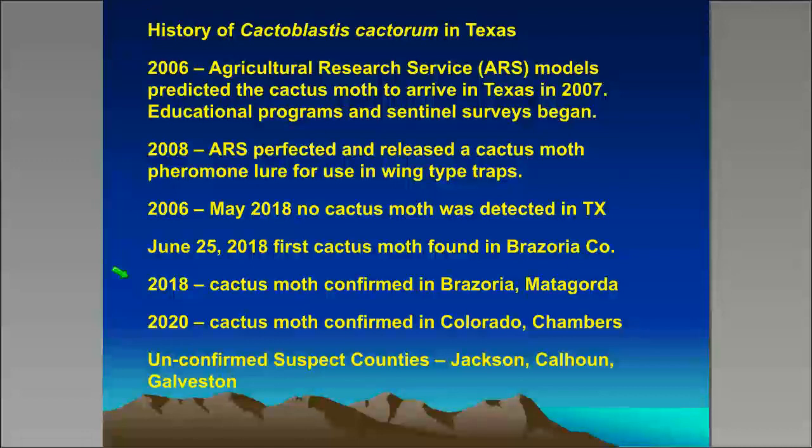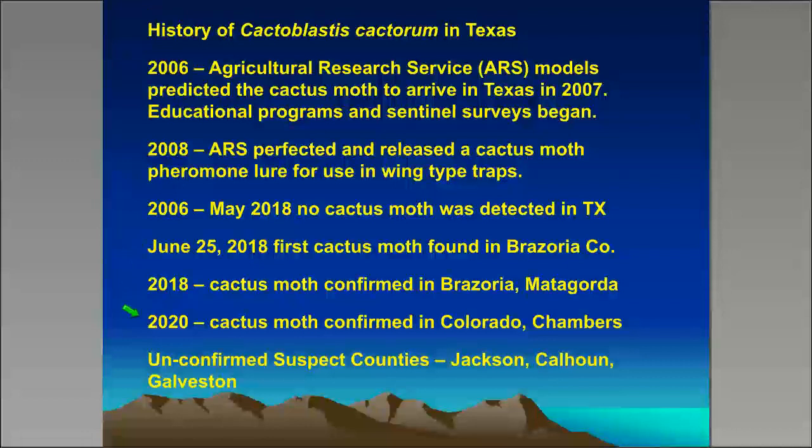And note that the Brazoria County record was actually a sentinel survey finding the larvae on the outside of the pad, but the Matagorda County record, the first catch was with the lure trap. It caught the moth in downtown Bay City on June the 29th of 2018. Now, these records were all sent to our USDA identifiers up in Maryland or at the U.S. National Museum. So the June the 25th collection was actually verified on June the 29th.